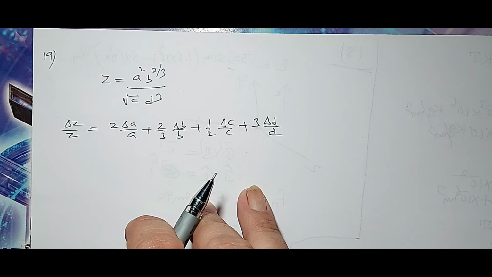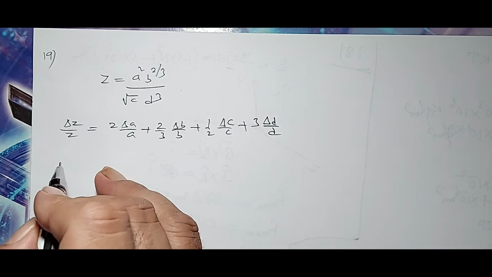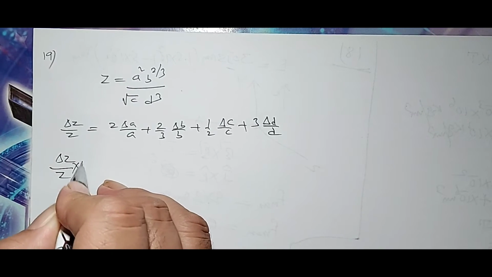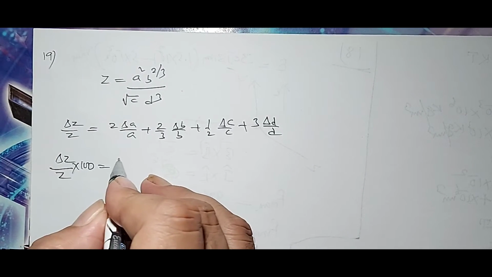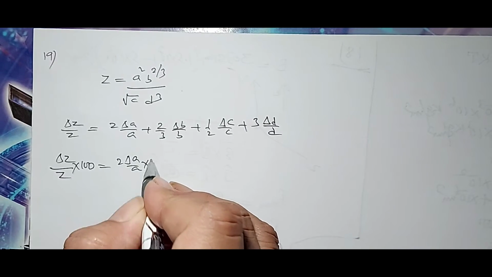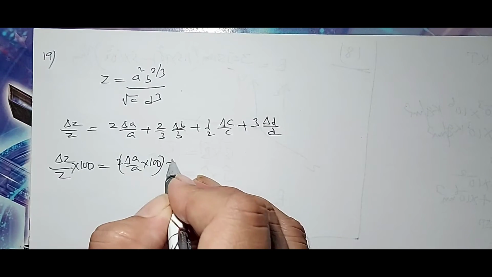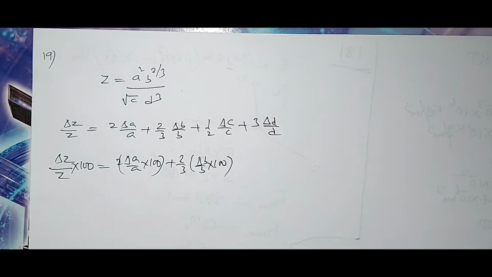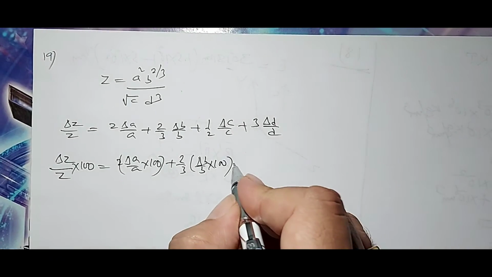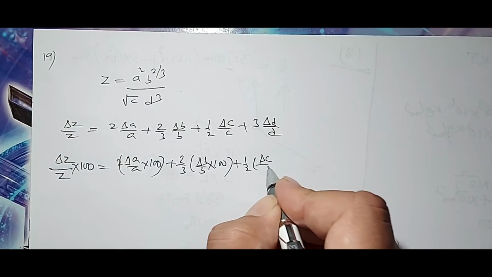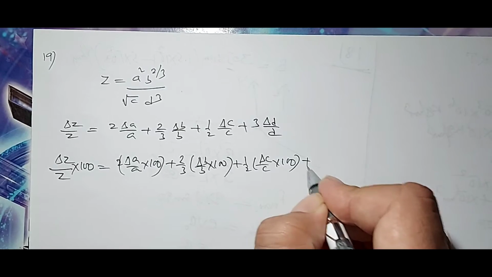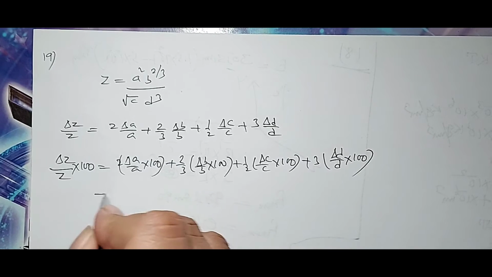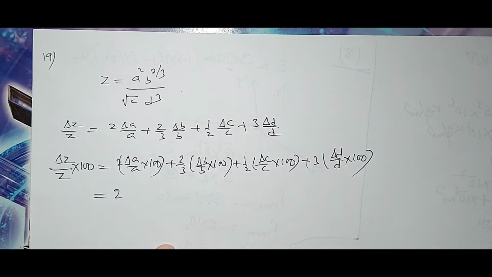So here delta Z by Z into 100 is equal to 2 into delta A by A into 100 plus 2 by 3 into delta B by B into 100 plus 1 by 2 into delta C by C into 100 plus 3 into delta D by D into 100. That is equal to 2 into delta A by A into 100.